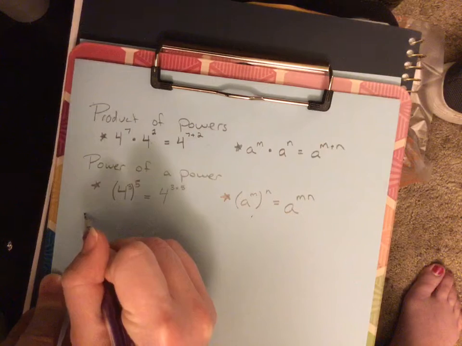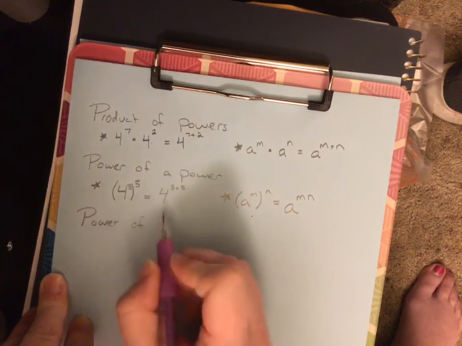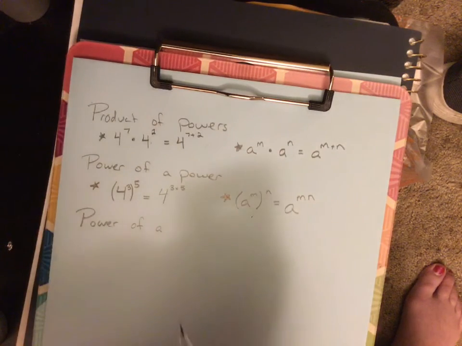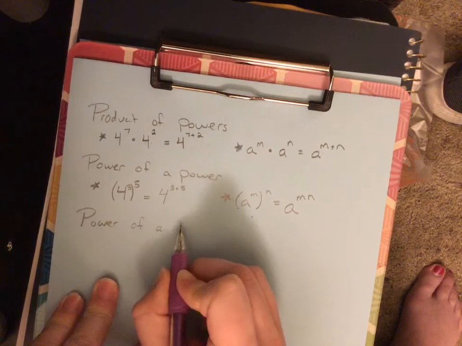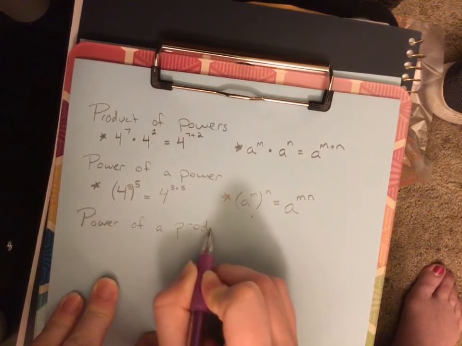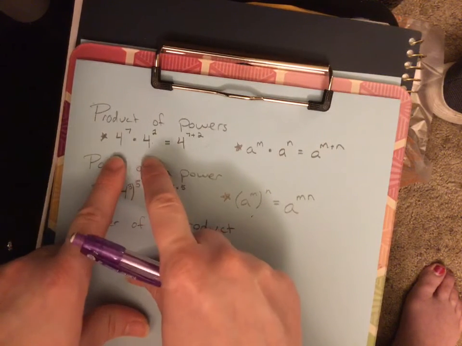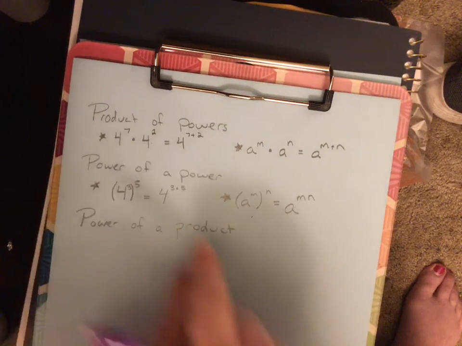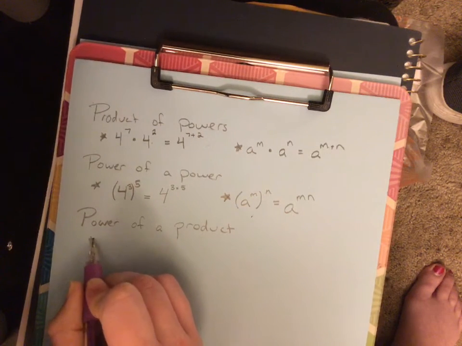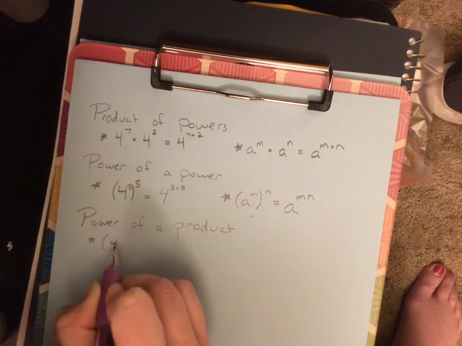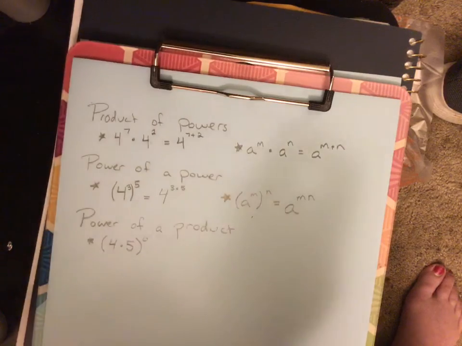Now let's talk about something else. We talked about the power of a fraction, but I'm going to talk about a power of a product. So up here what we did was we had two powers and we were multiplying them. What we're going to do down here is I'm going to have 4 times 5 all raised to the 6th power.